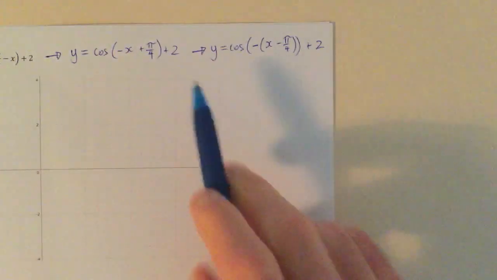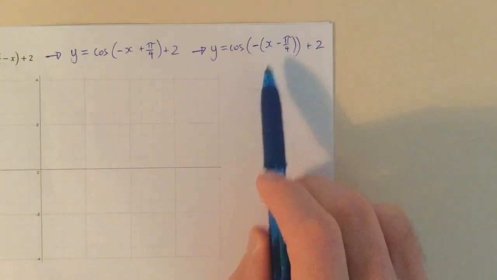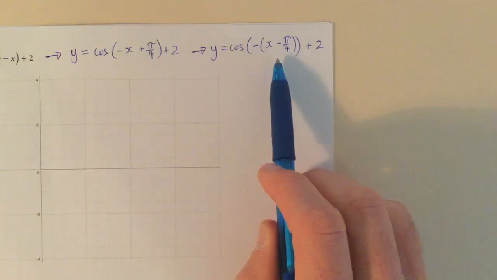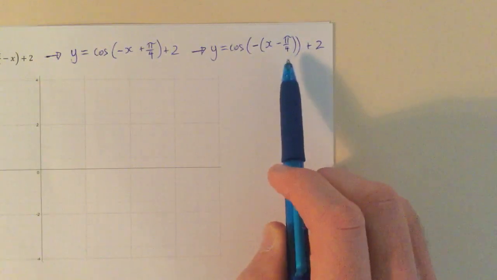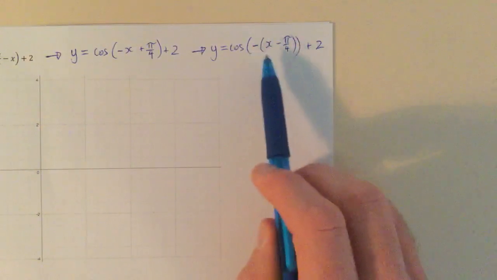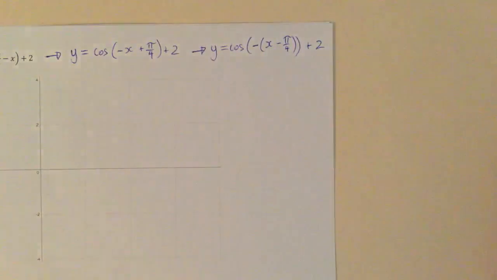Right, and so when we look carefully at this rule, a couple of things that we've now identified really clearly. One is that this graph will be translated by pi on 4 units to the right because it's x minus pi on 4. But we've also got a negative inside the bracket here, which is going to give us a reflection in the y-axis. So we're going to have to think about what that looks like as well.